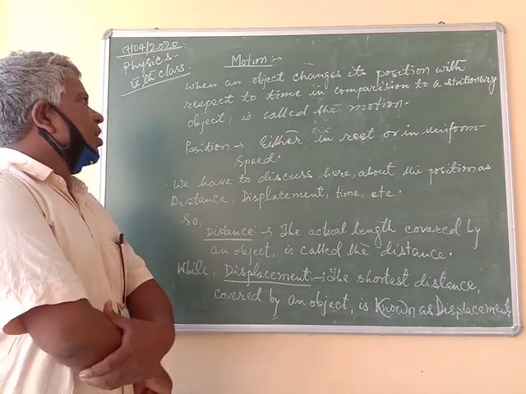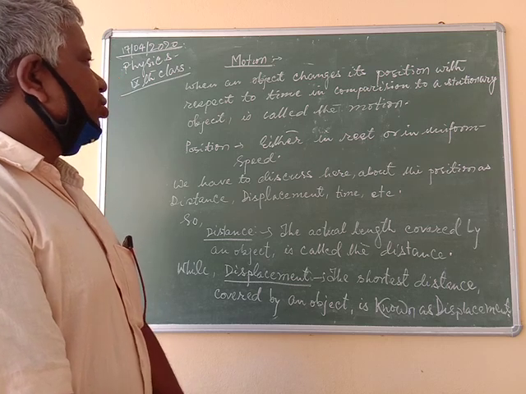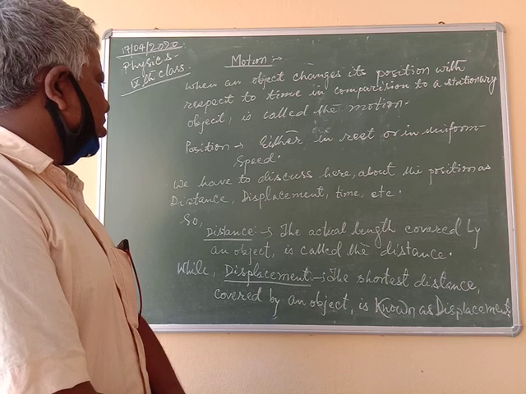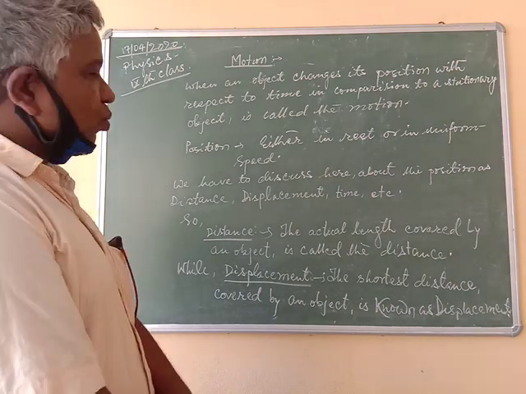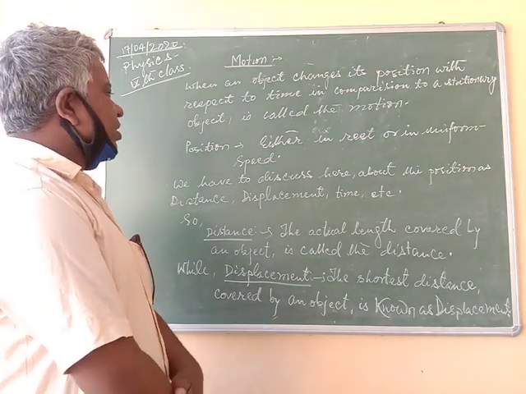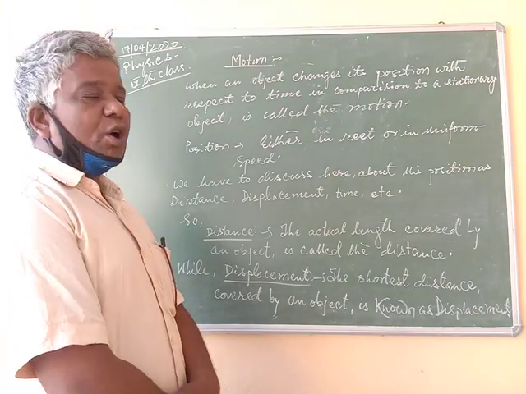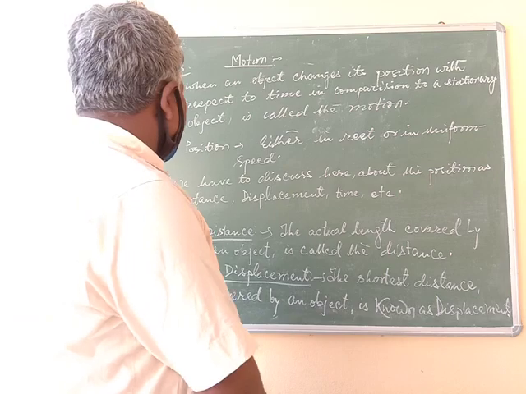Now once again, when an object changes its position with respect to time in comparison to a stationary object, it's called the motion. Now whatever the position is concerned, what do you mean by position? Then we have to study here either the object is in rest or the object is in uniform speed or motion.